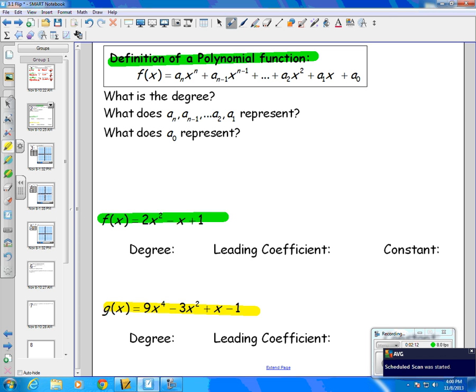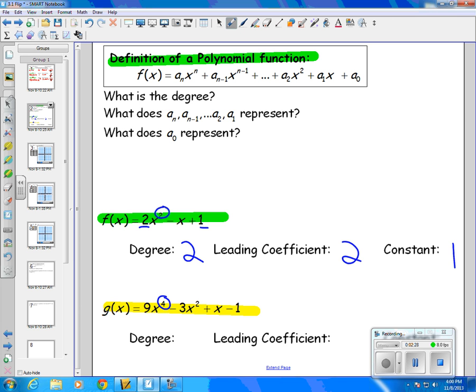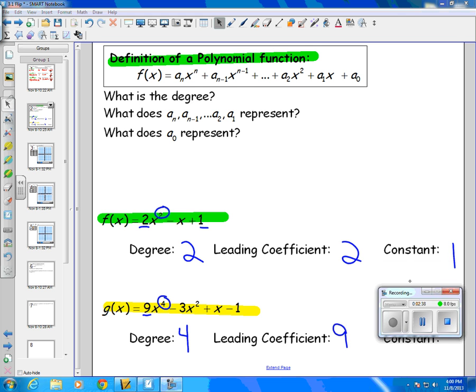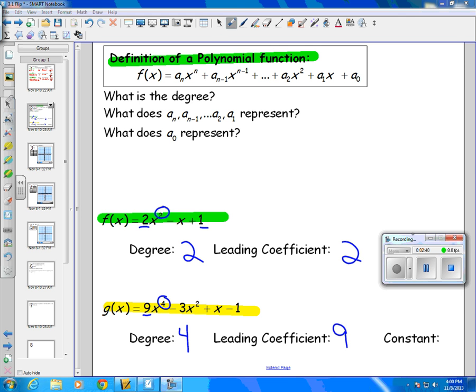So as we look at these two examples, just reviewing some vocabulary, again, the degree of this particular polynomial would be 2, the leading coefficient would be 2, and the constant would be 1. All right. For the next one, the degree, the highest exponent, is 4. The leading coefficient is 9. And our constant term is equal to -1.